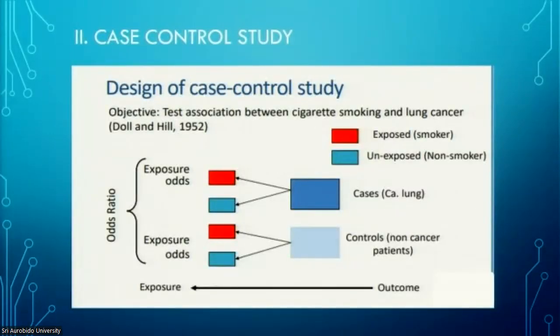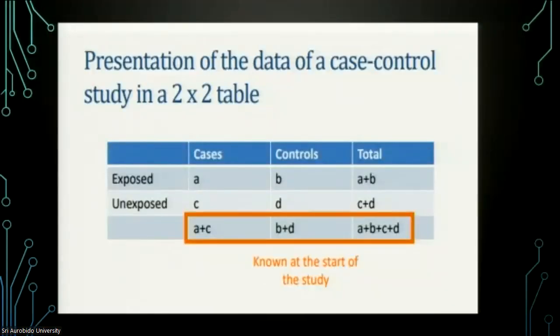Coming to the second, that was the cohort study. Now the second is case control study. Case control study, again we have this golden old example of Doll and Hill from 1952, in which the exposed were the smoking, some were non-exposed, and how many of them developed lung cancer. So we study this from outcome to exposure.